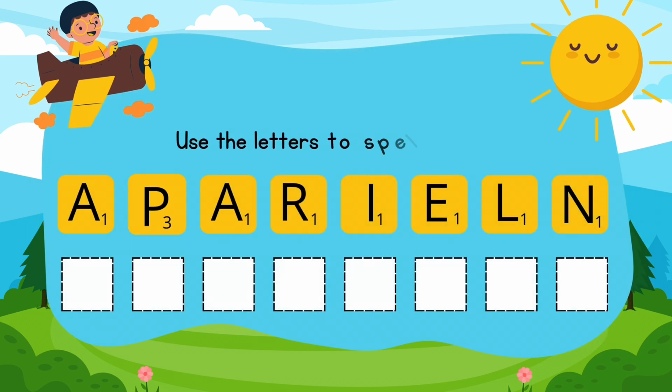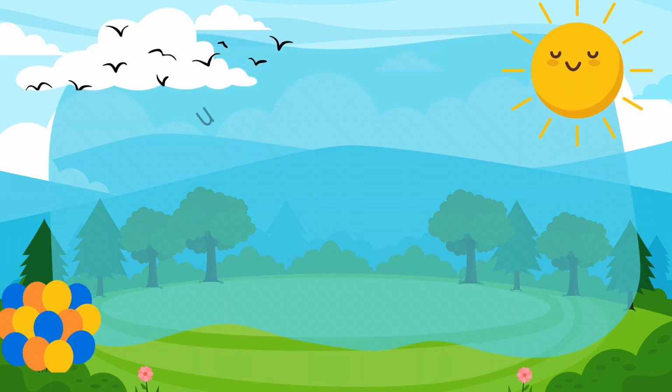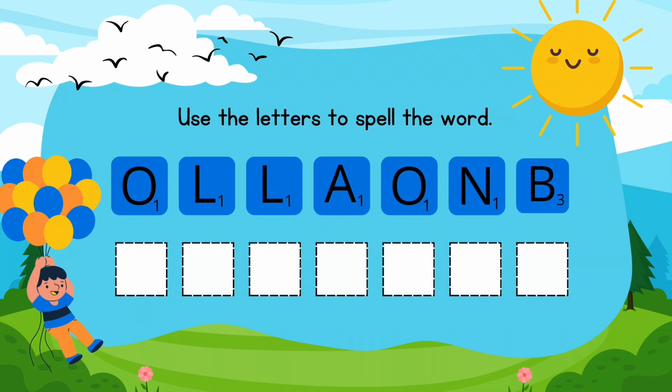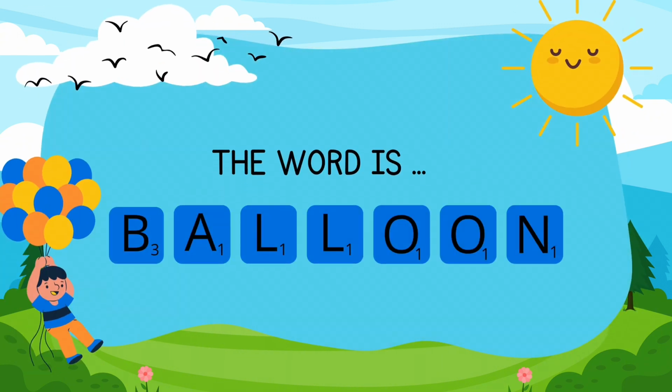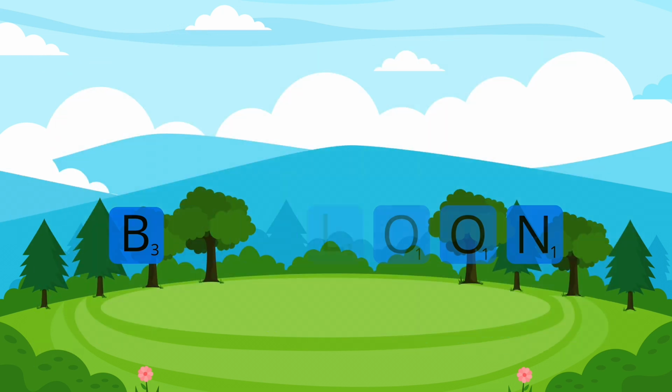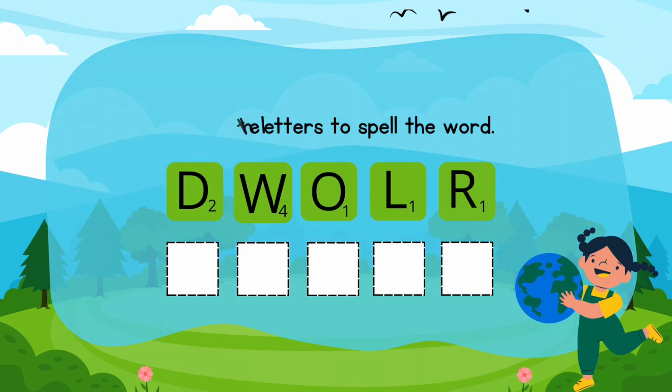Guess that word too. And the word is airplane. Use the letters to spell the word. You can do it. And the word is balloon. Now, the word is world.